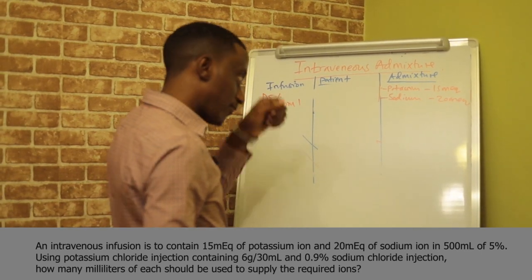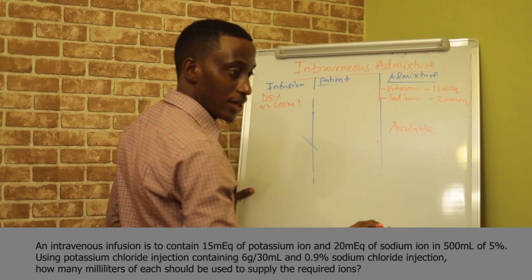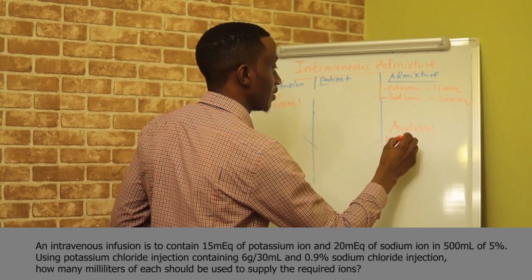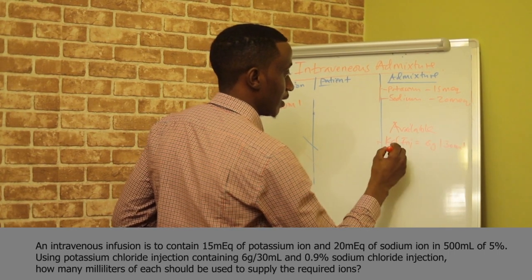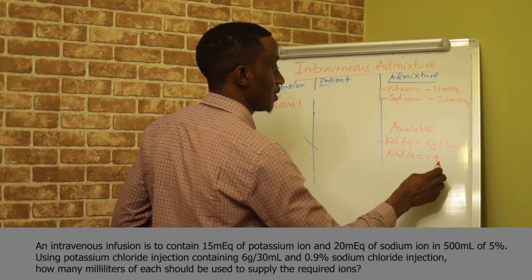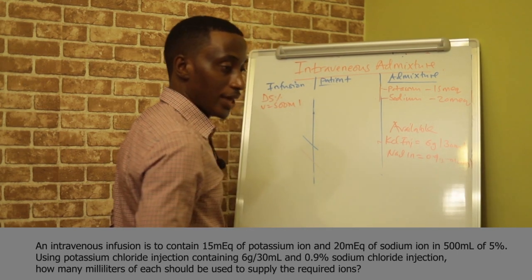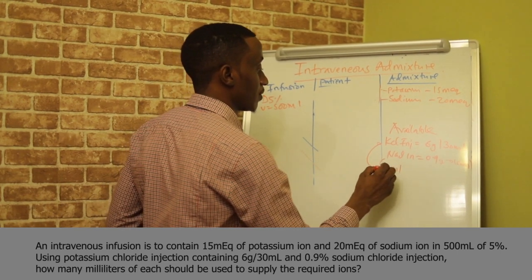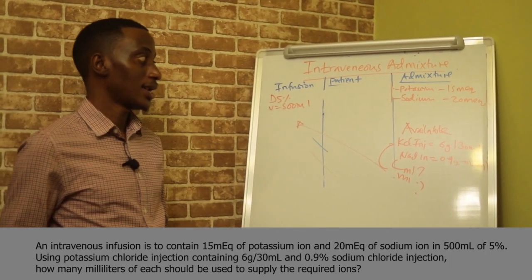Okay, so the available drugs are in terms of injection. We have the potassium chloride injection with a strength of 6 grams per 30 mL, and sodium chloride injection 0.9%, meaning 0.9 grams in 100 mL. How many milliliters of each? We need to know the amount of each in mL, which are to be considered as an admixture.